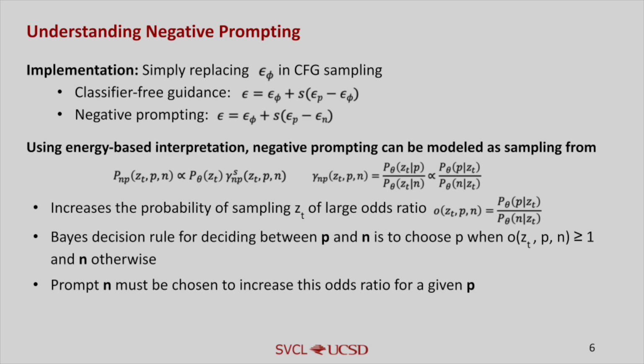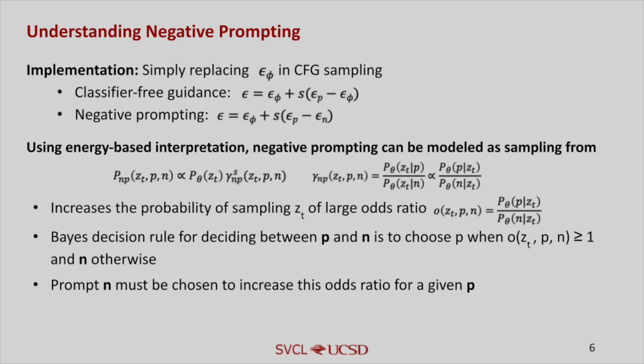To understand this, we will first look at some preliminaries about diffusion, negative prompting, and its energy-based modeling. The implementation of negative prompting is quite simple. It is similar to the classifier-free guidance, where the final epsilon phi is replaced with the epsilon n, and n is the negative prompt. Using energy-based interpretation, the negative prompting can be modeled as sampling from probability np, which is proportional to probability of zt times gamma np power s, where gamma np is probability of zt given p divided by probability of zt given n.